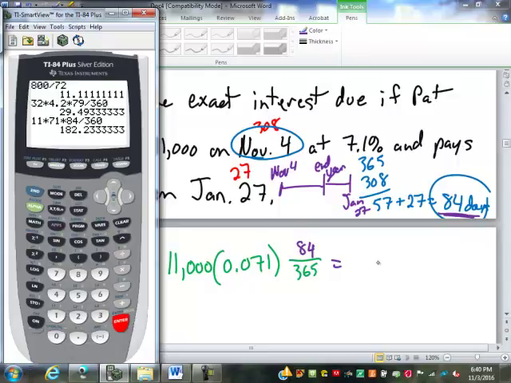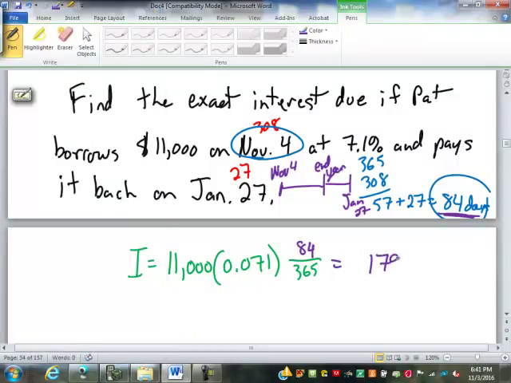$182.23? What's that? You want to go over 365. Over 365. You are correct. Times 360 divided by 365. Let's convert it back. 179.74 look better? So all I asked for was the interest, so we don't have to add that back on. If you did, that's okay.